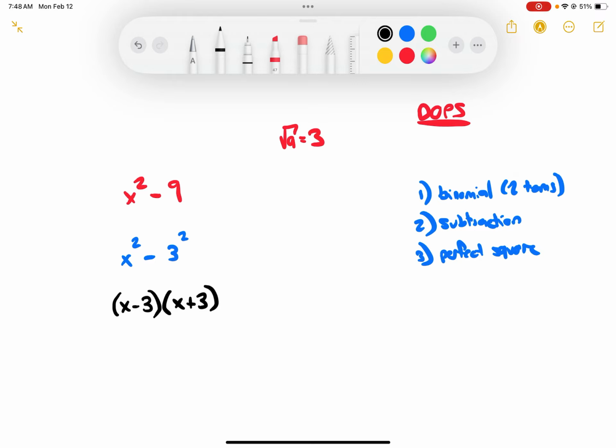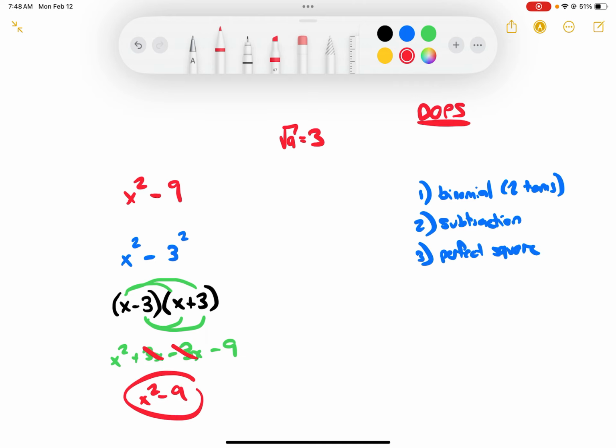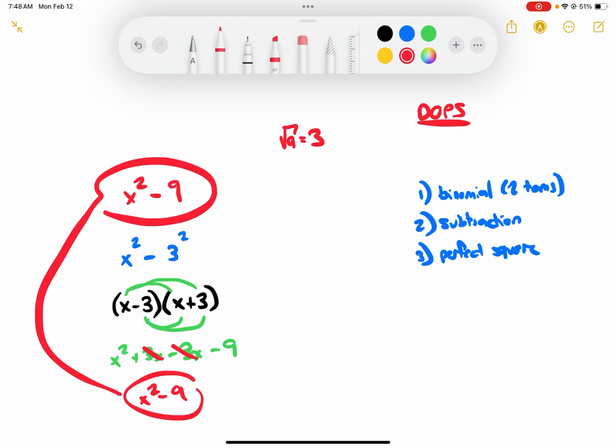And this is correctly factored because if you were to multiply this polynomial, x times x is x squared, x times 3 is 3x, negative 3 times x is negative 3x, and negative 3 times 3 is negative 9. And these will cancel out, and you are right back where you started. So this is correctly factored.